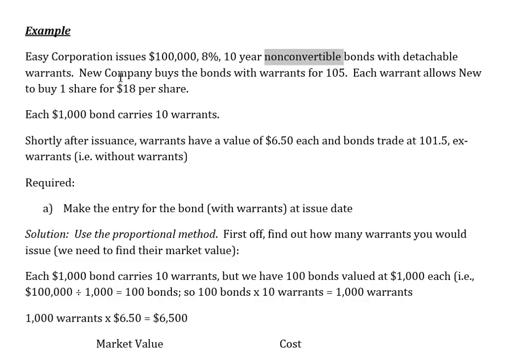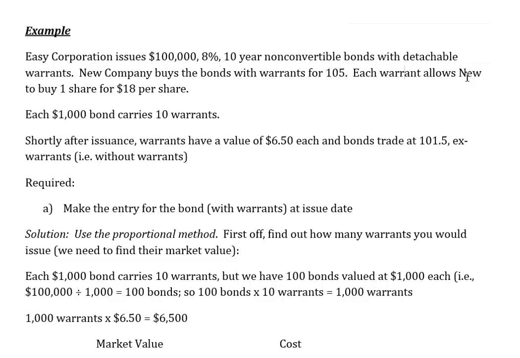Now, it says here that New company buys bonds from Easy Corporation. So Easy is the issuer, New is the investor, and they buy the bonds with the warrants for 105. Remember, that means it's 5% over and above the face value. So the face value of the bonds is 100,000. So they would be paying for this bond with the warrants 105,000 to get a $100,000 bond and the warrants. So that's 5% above the face value.